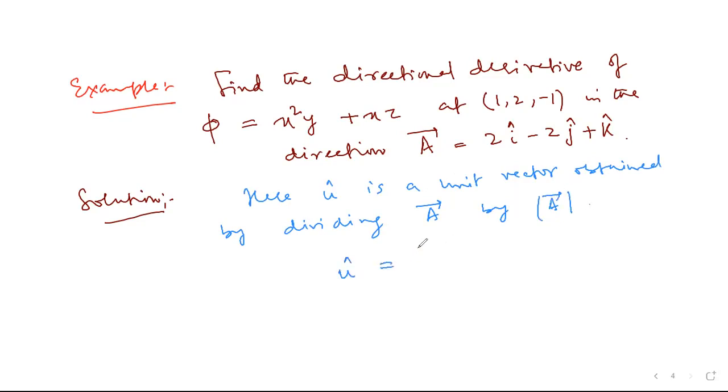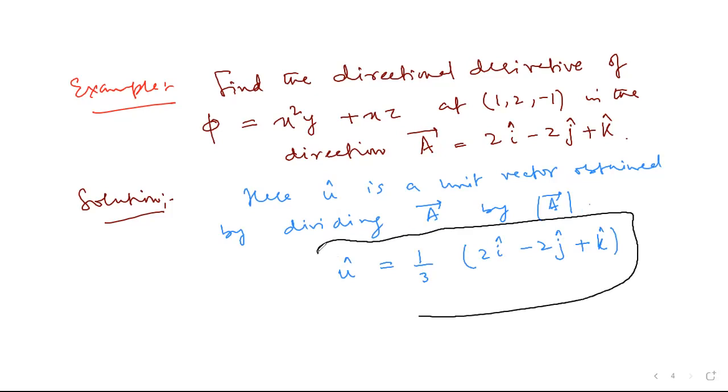So what is u cap? 1/3 times 2i minus 2j plus k cap. This is my unit vector. Let me encircle it. This is the unit vector in the direction of A. Unit vector in the direction of A vector. See what I have done.